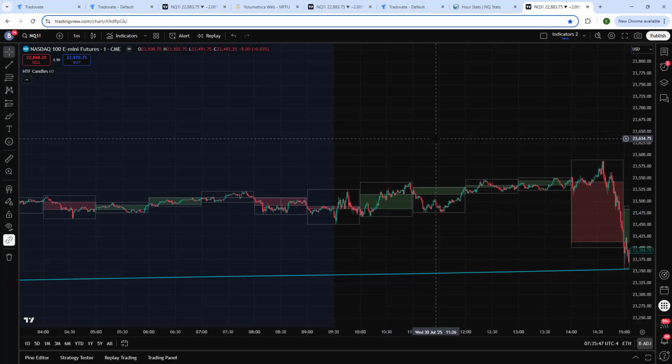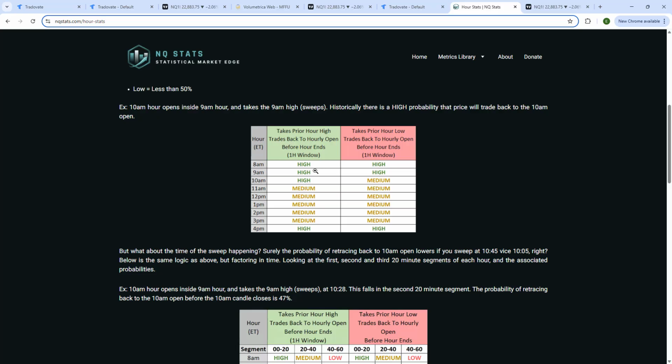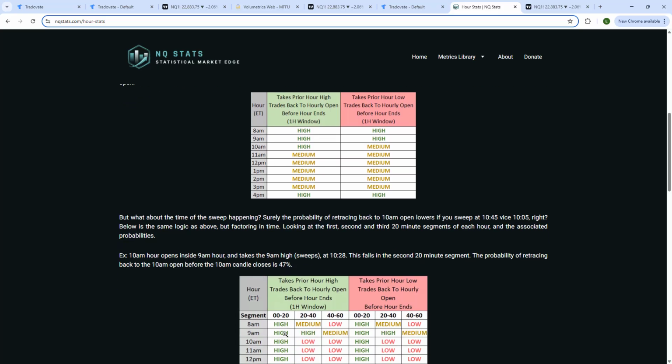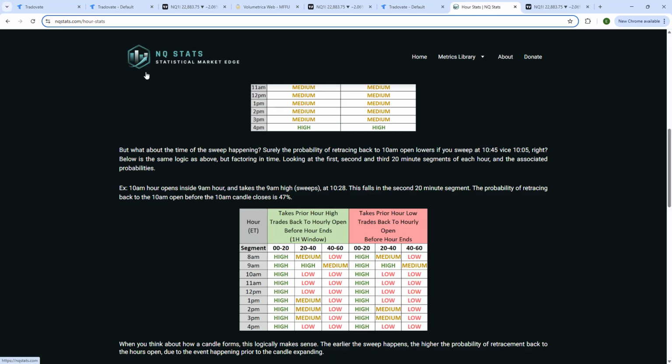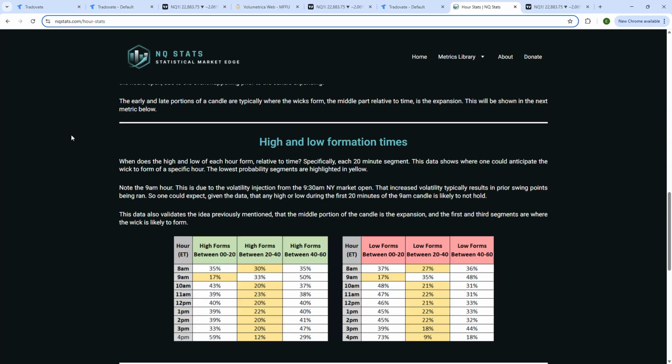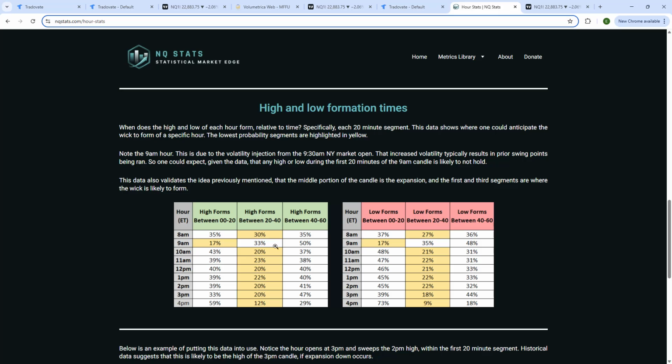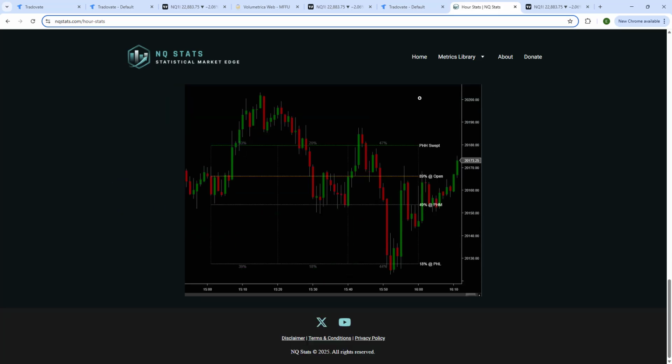So anyways, he used to have it up. It was over 85% win rate when it was 8, 9, or 10, and it was within the first 20 minutes. This guy's got some really good stats on his website. Like I said, I didn't come up with it. nqstats.com. There's a bunch of other stats. He's got a whole bunch of metrics, some libraries about all the other stuff. I will say, cool site.